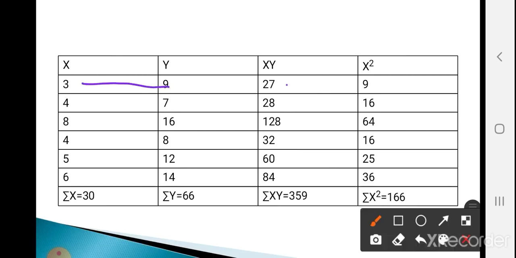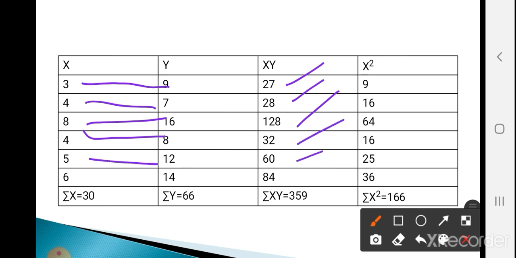So 3 into 9, that is 27. Then 4 into 7, that is 28. Then 8 into 16, that is 28. Then 4 into 8, that is 32. Then 5 into 12, that is 60. Then 6 into 14, that is 84.